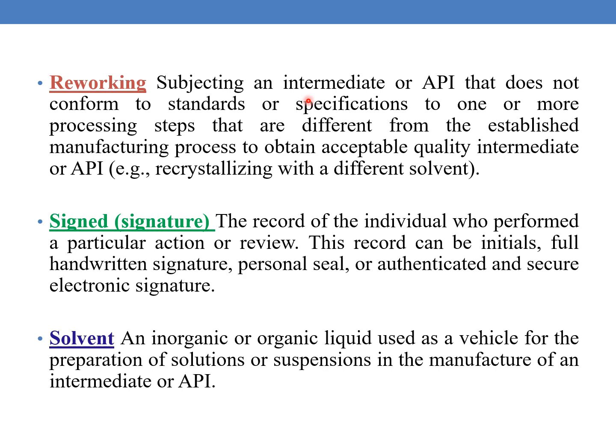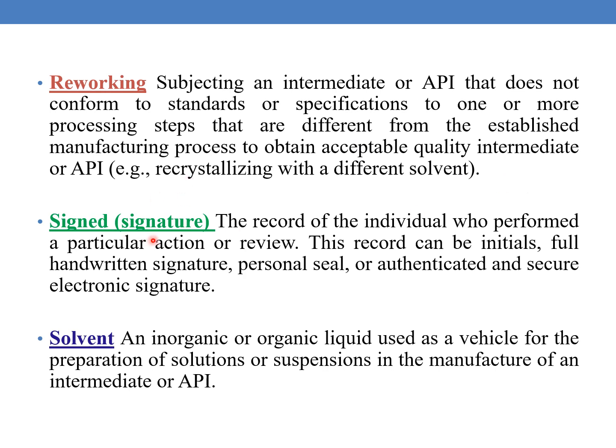Coming to reworking. Subjecting an intermediate or API that does not conform to standards or specifications to one or more process steps that are different from the established manufacturing process to obtain acceptable quality of intermediate or API. For example, recrystallization with a different solid. That is reworking. In case of reworking, here we will be bringing back the rejected materials and the process steps are different from the established manufacturing process. In case of reprocessing, the processing steps are similar, but in case of reworking, the processing steps are different.